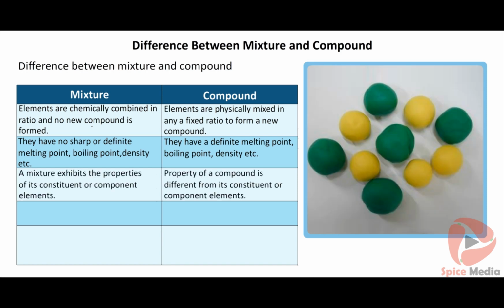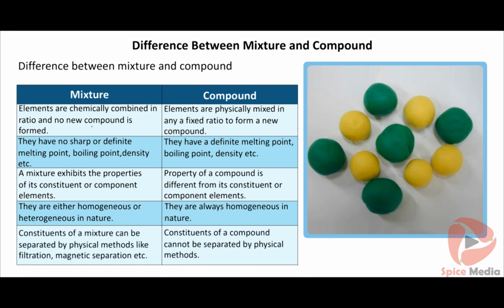Mixture: a mixture exhibits the properties of its constituent or component elements. Compound: property of a compound is different from its constituent or component elements. Mixture: they are either homogeneous or heterogeneous in nature. Compound: they are always homogeneous in nature. Mixture: constituents of a mixture can be separated by physical methods like filtration, magnetic separation, etc. Compound: constituents of a compound cannot be separated by physical methods.